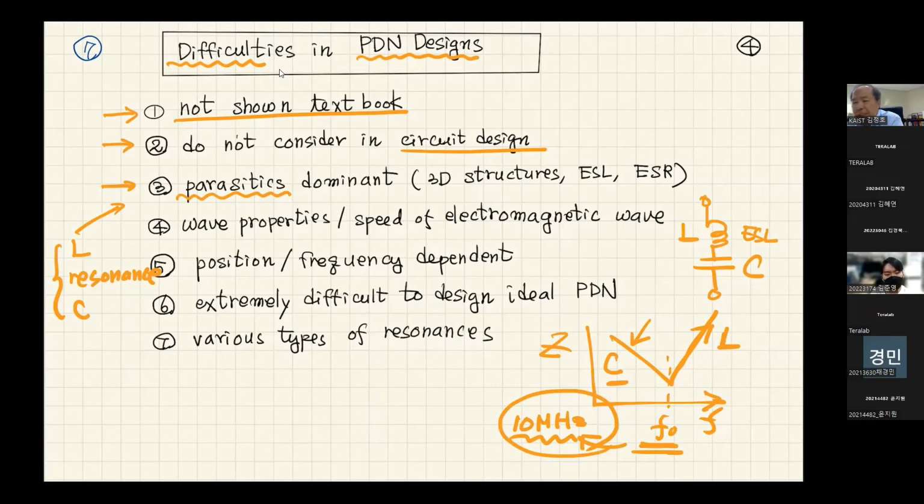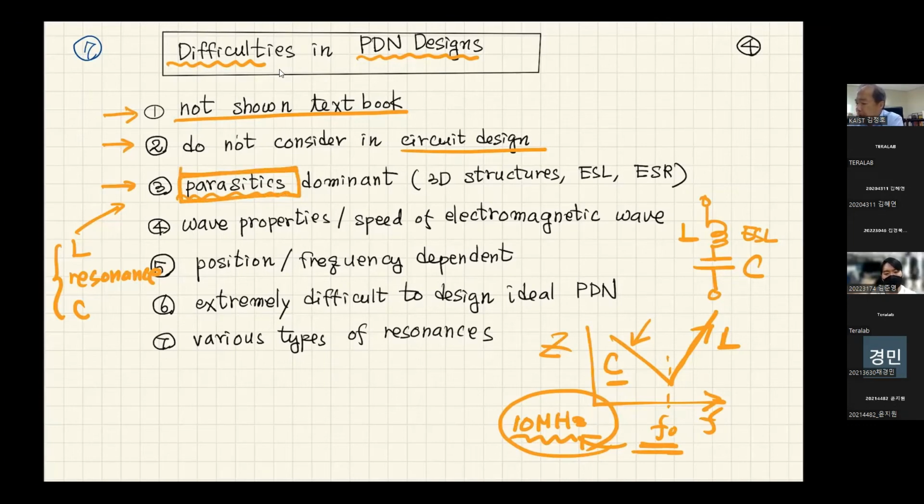So in PDN design, the circuit diagram doesn't help much. You need to have a very clever high-frequency model. And the third difficulty associated with PDN design is that parasitics are more dominant than the object itself.